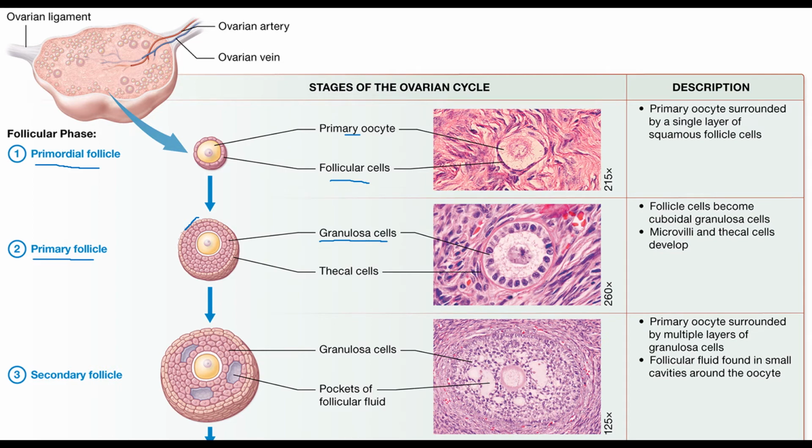Eventually, the primary follicle will become, of course, a secondary follicle. And a little bit more happens here. The primary oocyte that still exists in the center is going to now be surrounded by multiple layers of those granulosa cells. And the granulosa cells are going to begin producing these pockets of follicular fluid. And those are going to be found in these secondary follicles.